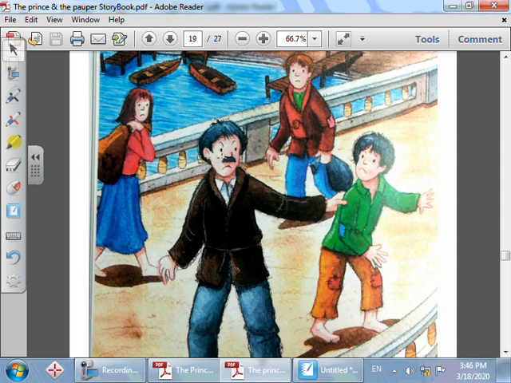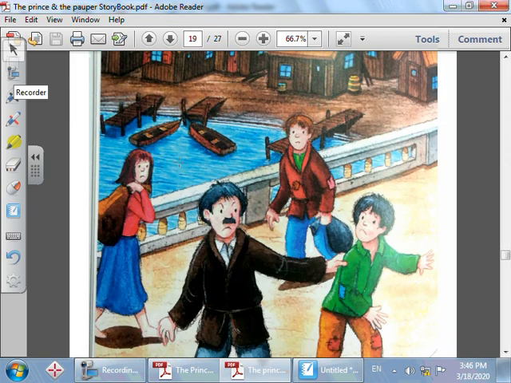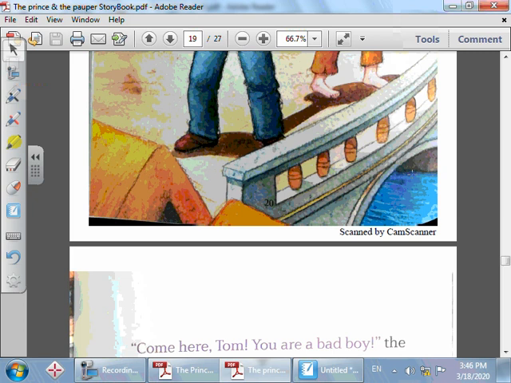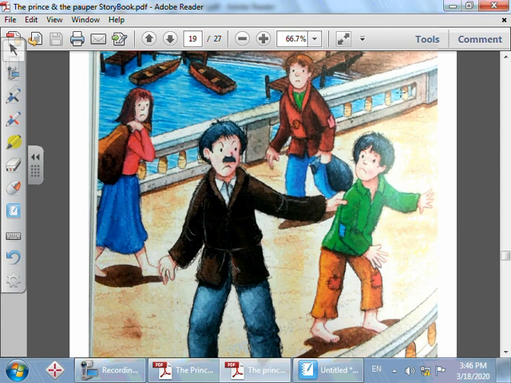Where are they standing? Look at the picture. Can you see here? There is a river, and they are standing on something over the river. What is this thing called? Excellent. A bridge. A bridge is a road or a way that we use to go across the water. Okay, so they are standing and Tom's father is catching Edward from his cloth. See people around them? They are sad too.